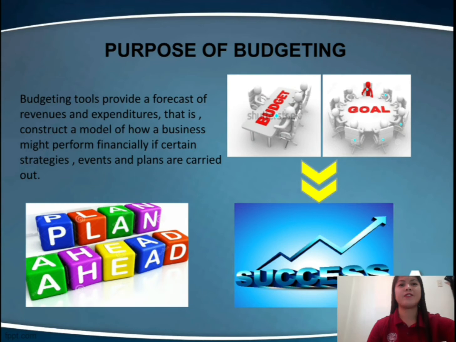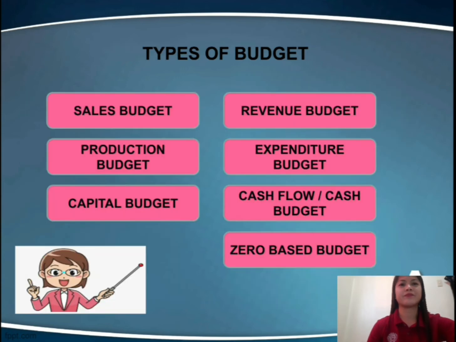Purpose of budgeting. Budgeting tools provide a forecast of revenues and expenditures, that is, they construct a model of how a business might perform financially if certain strategies, events, and plans are carried out. We have seven types of budget. First is sales budget, production budget, capital budget, revenue budget, expenditure budget, cash flow and cash budget, and zero-based budget.